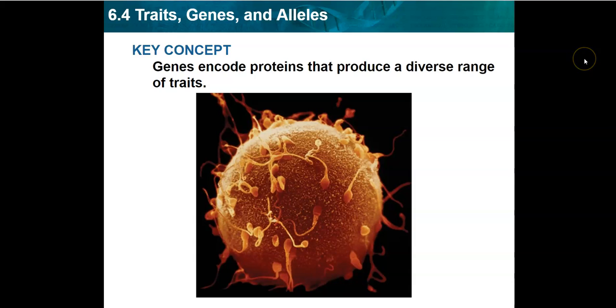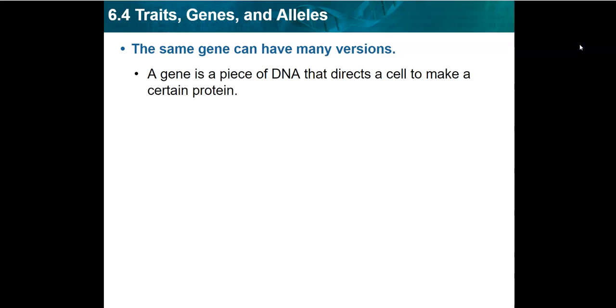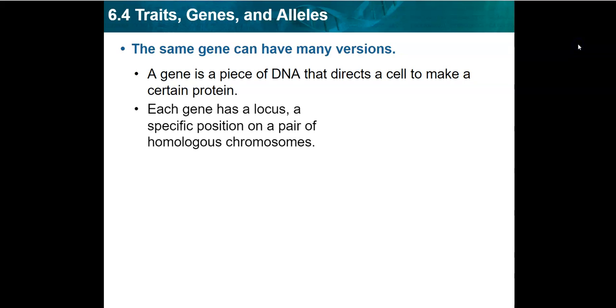Chapter 6, Section 4, Traits, Genes, and Alleles. The key concept: genes encode proteins that produce a diverse range of traits. The same gene can have many different versions, just like there's different colors of hair, just like there's different colors of eyes. A gene is just a piece of DNA that directs a cell to make a certain protein.